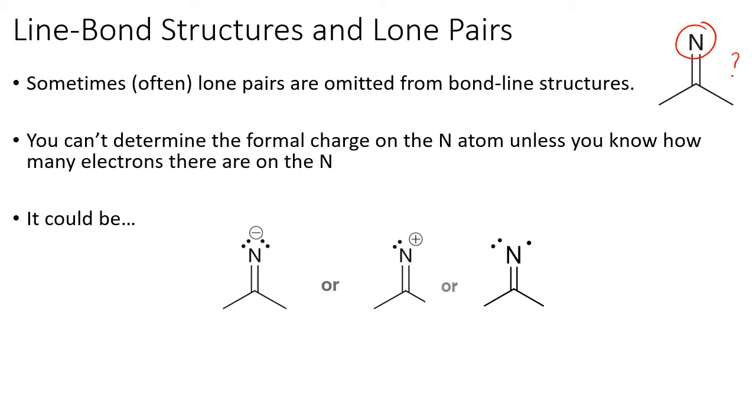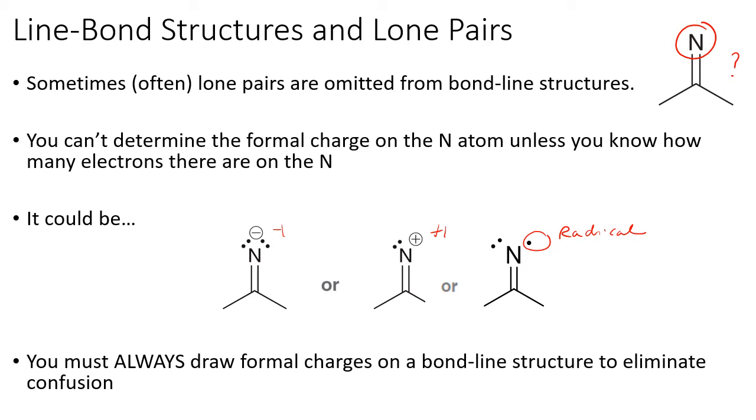Nitrogen could have 2 lone pairs and have a -1 formal charge. Does nitrogen contain 1 lone pair and have a +1 formal charge? Or is nitrogen a radical, where a radical has 1 unpaired electron, and those are highly unstable molecules. So that's why it's really important that you always draw the formal charge, and that will eliminate any source of confusion, since that is the standard rather than showing lone pairs of electrons, which can get messy to look at.